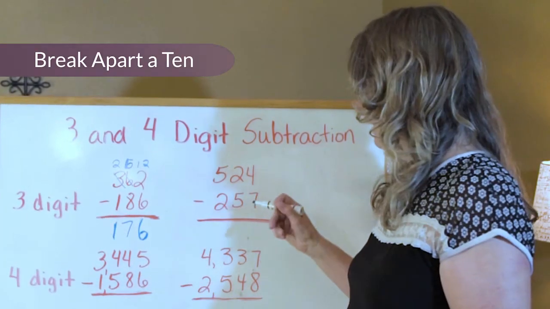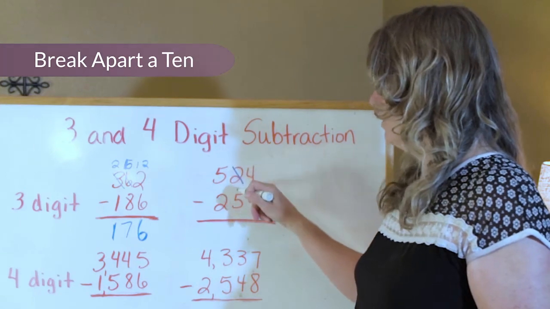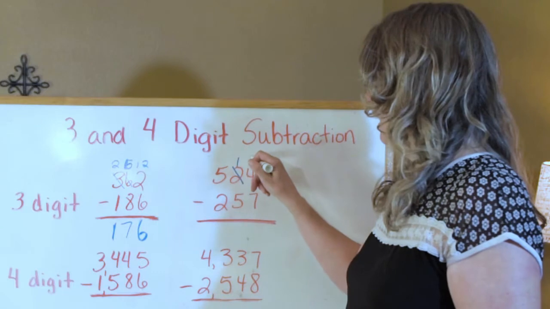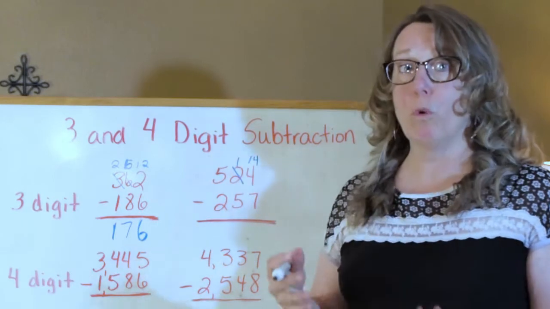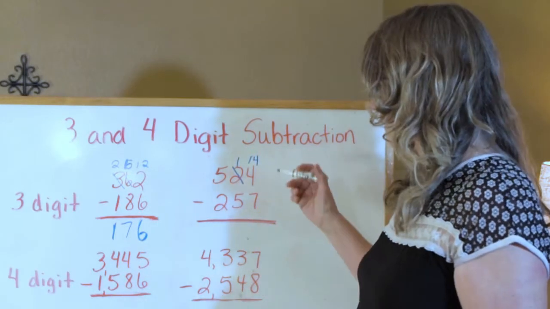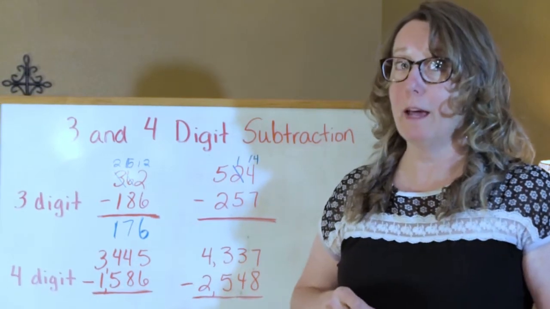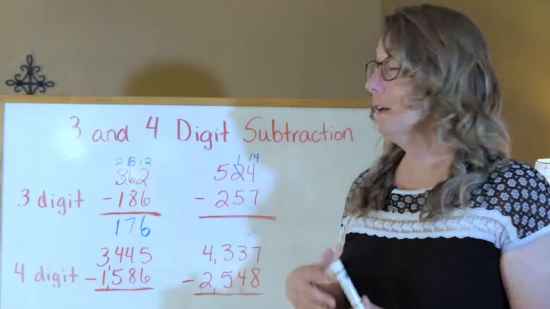Remember how we used to say that? So we're going to cross out the 2. Instead of 20, it's going to be 10. And now our ones place is 14. All right, so 14 take away 7. I think that we can do that. Obviously 14 is bigger than 7.